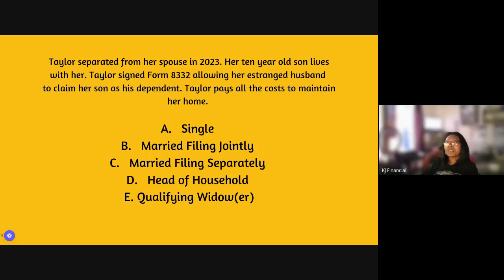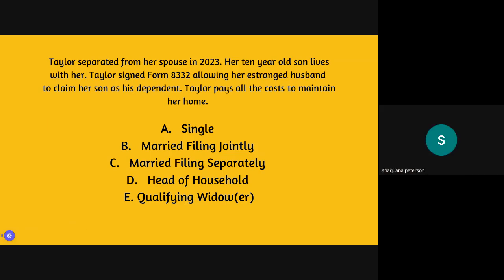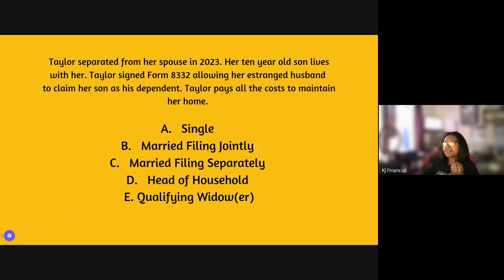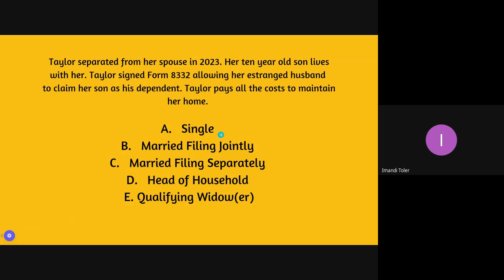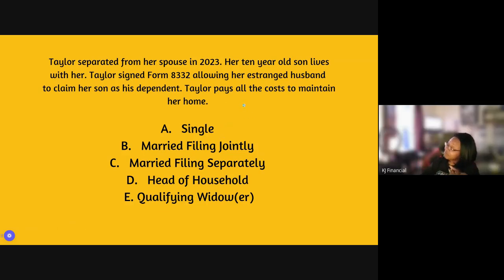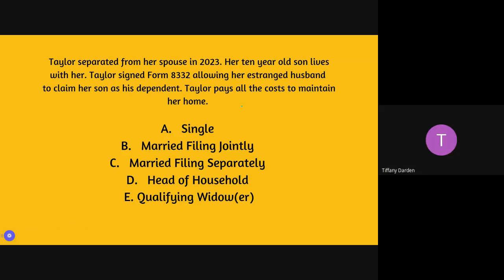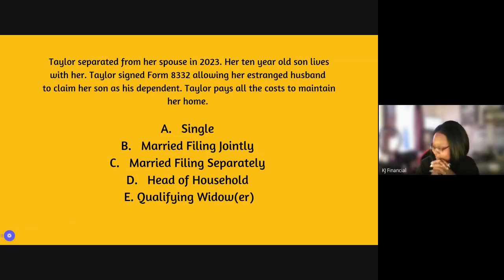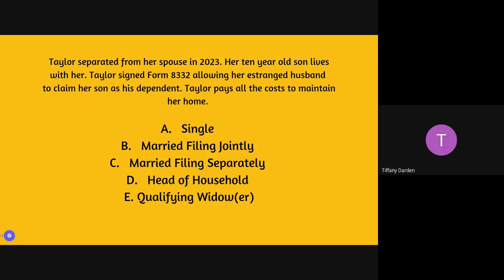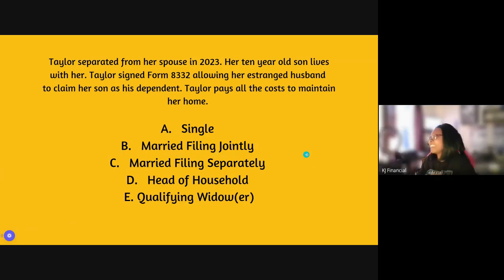Taylor separated from her spouse in 2023. She's still married though, right? It's a possibility, but it could still be married filing jointly, depending on whether she filed the married form that tax season. See, we don't even know that whole story. Well, the video says she didn't want him to have any of her money. Oh. Watch the video.